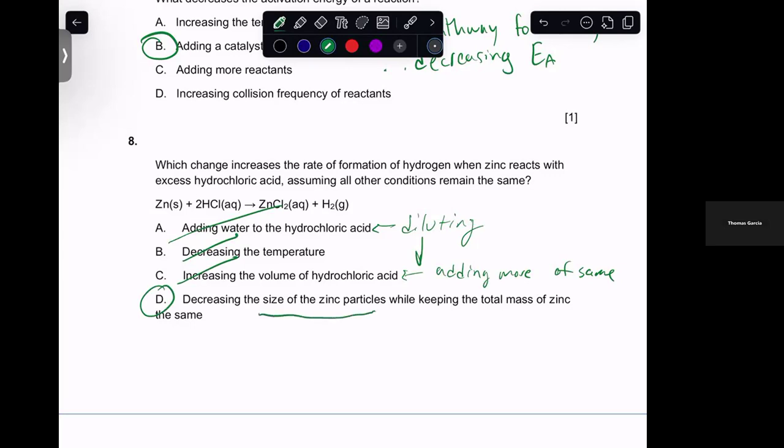Decreasing the size of the zinc particles. Yeah, that's reducing particle size while keeping total mass the same. The only way we can do that is by increasing surface area. That's going to lead to more collisions.